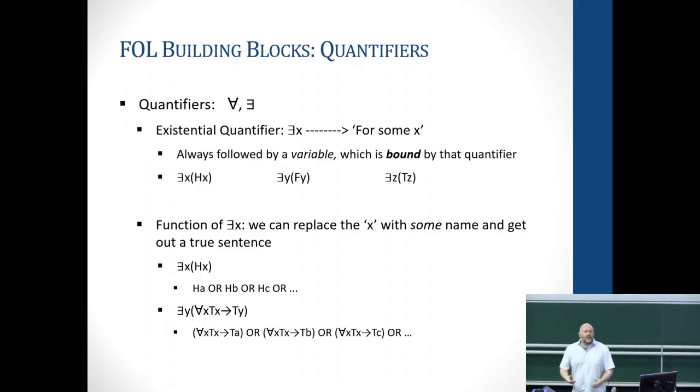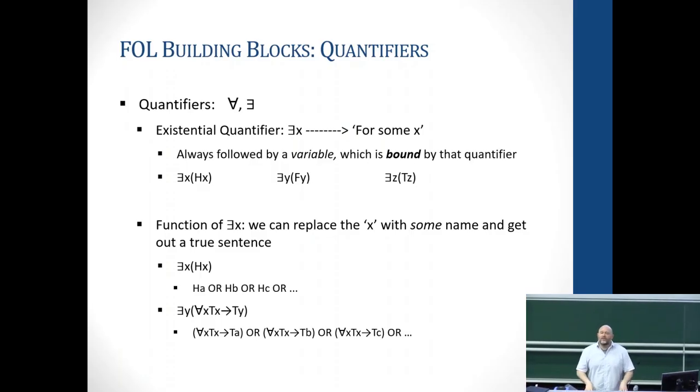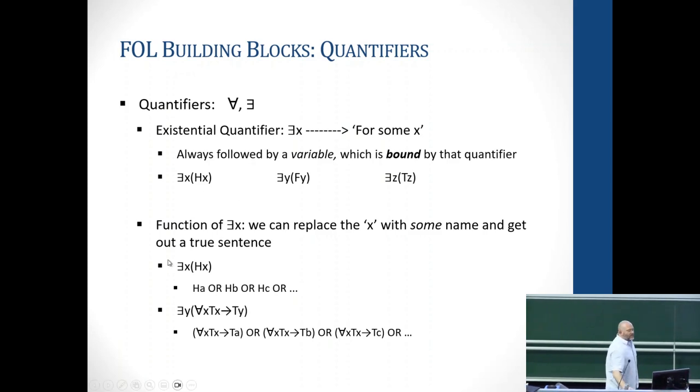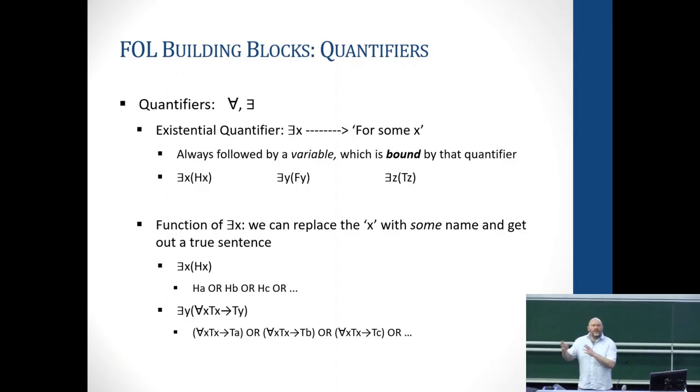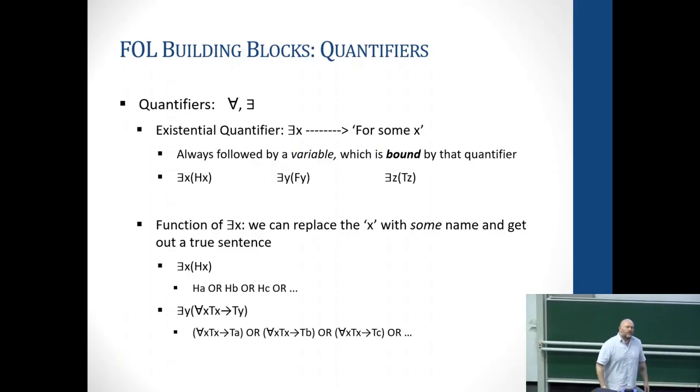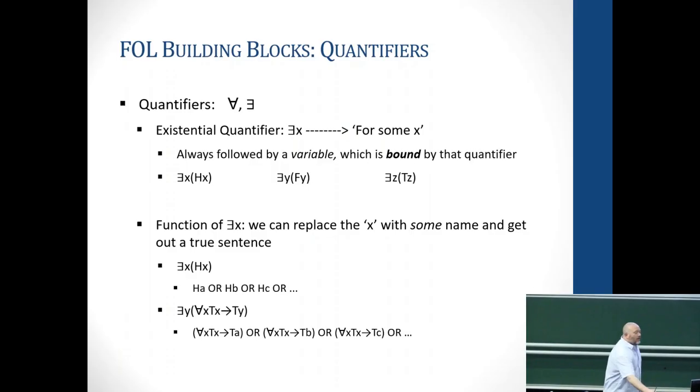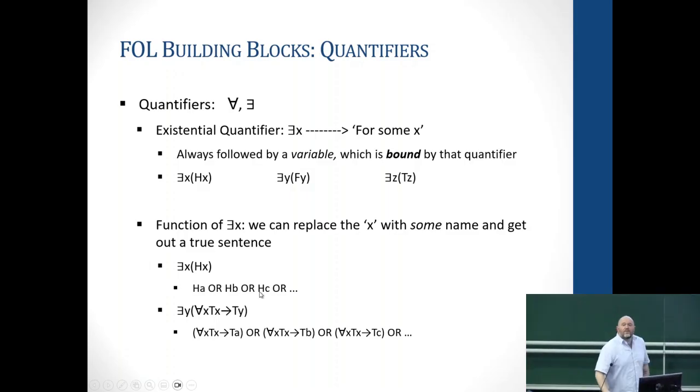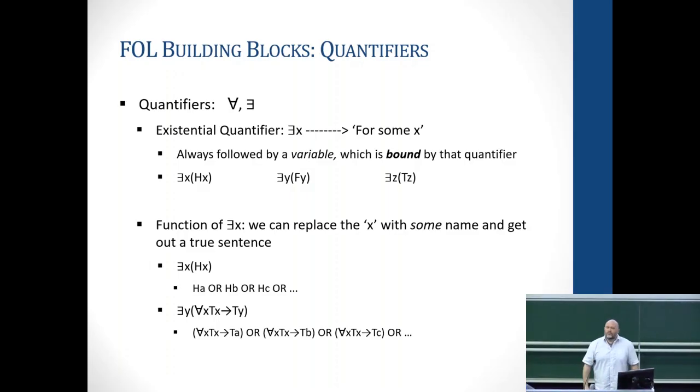So in this sense, an existential is a bit like a giant disjunction. If we take existential x, Hx, that really means either A is an H, or B is an H, or C is an H, and so on and so on. Again, inclusive or, so it could be all of them, or it might just be one.